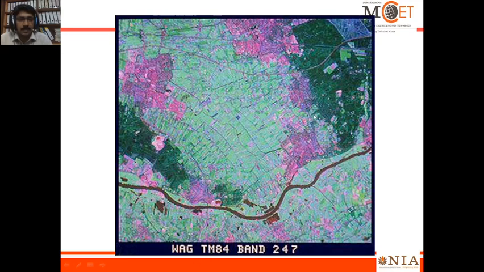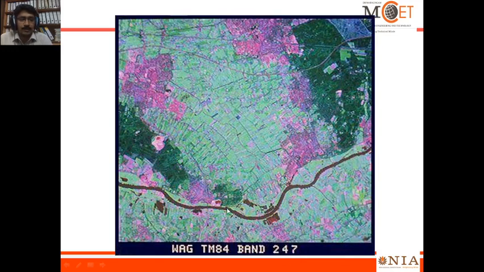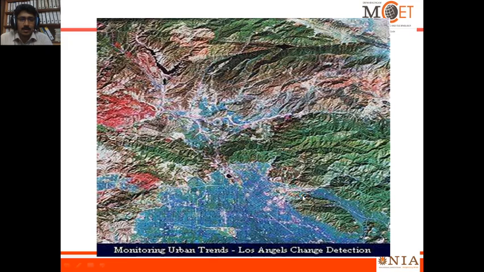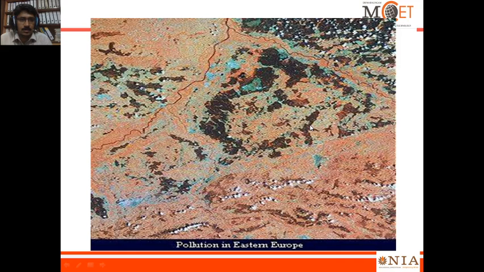Thermal mapping based on thermal image. This is one of the thermal bands, with band combination 453. Here another is 247, the band combination. And monitoring urban trends, how the urban area increases or decreases, right? We can monitor it. This is Mount Fuji, one of the mountains, how it looks. You can see pollution in Eastern Europe. The red indicates the spread of the pollution.